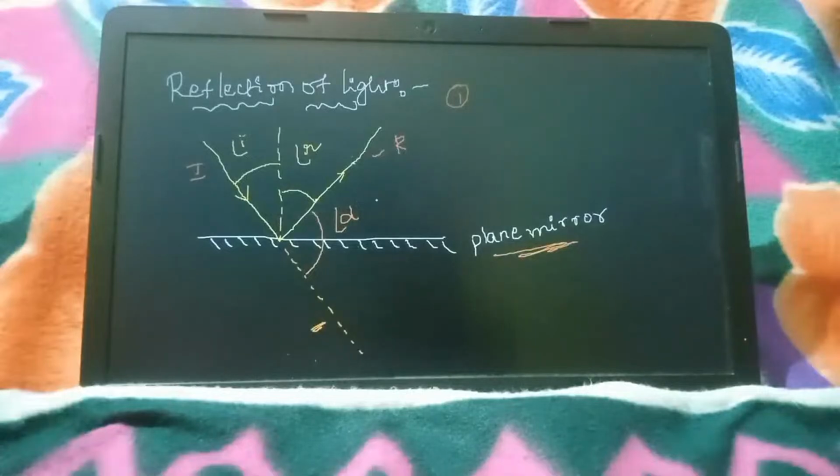Okay. So once draw the diagram, those who are following, just go through it.